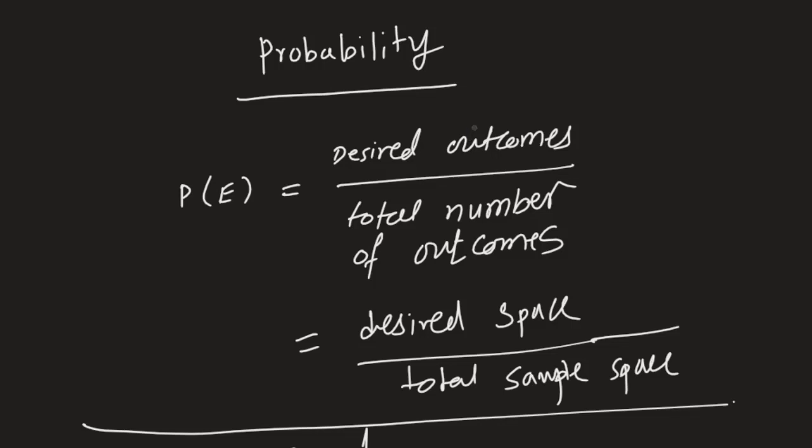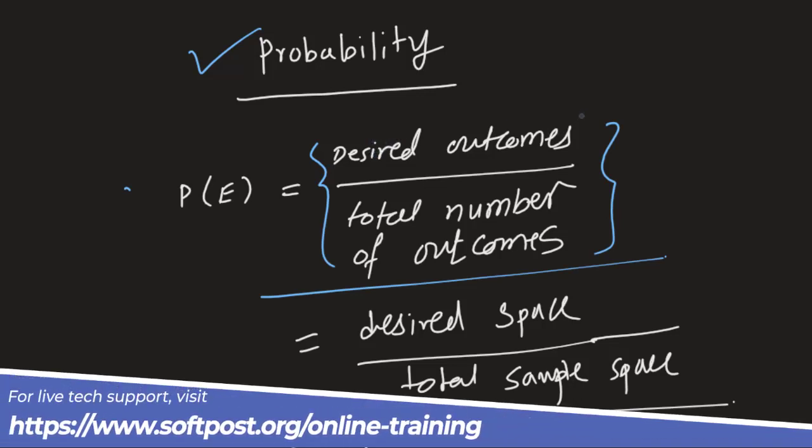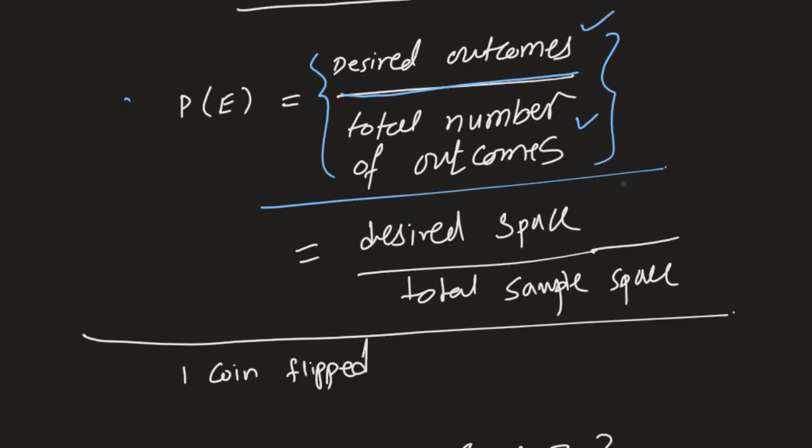In this video, let us have a look at probability. If you want to find out the probability of a certain event happening, you need to use this formula. Basically, you have to find all the desired outcomes and then divide by the total number of outcomes. So desired outcomes divided by total number of outcomes. In mathematical terms, we call it the desired space divided by the total sample space.